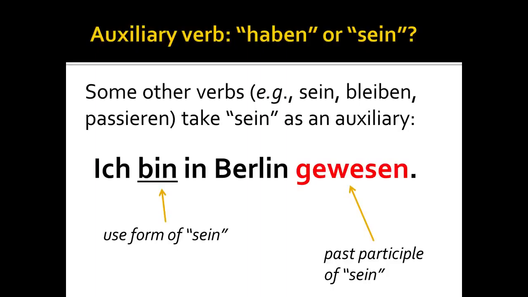So, yeah, in most instances, it's a safe rule of thumb. Motion, change of condition, use sein. These are the ones where you would have to use sein anyway. It's maybe not as evident. Everything else, use haben. Anyway, that's the lecture on present perfect tense in German using strong verbs.